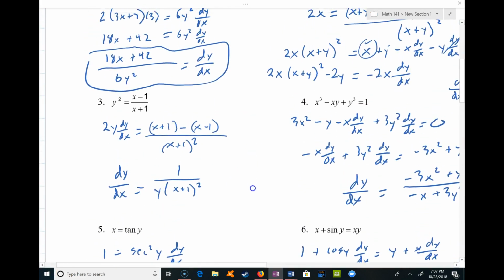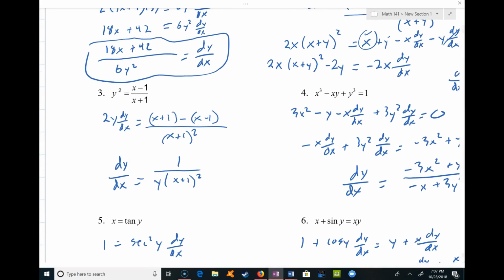Okay, so there's number 3. Magically, they're all done. Number 3, I just took the derivative of both sides. I had to use a quotient rule on this side over here. And on the right side, there was nothing but x's, so it was just like a normal derivative. And then notice the top ended up being just 2. When I divided both sides by 2y, the 2's canceled, so I got that.